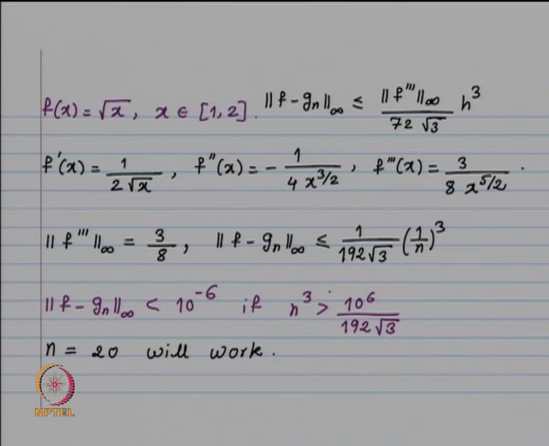Then we get the norm of f minus g n infinity is less than or equal to a constant into 1 by n cube. So, this upper bound will be less than 10 raised to minus 6, provided n cube is bigger than 10 raised to 6 divided by 192 into root 3. So, in this case n equal to 20 will work. The values n equal to 200 and n equal to 20 are rough estimates. You can try to find a better estimate.